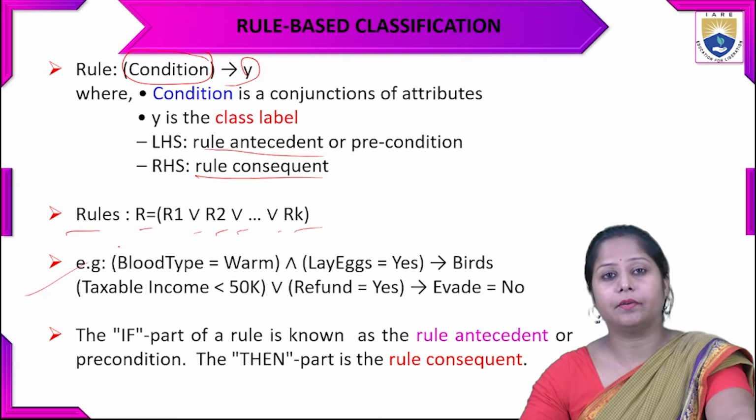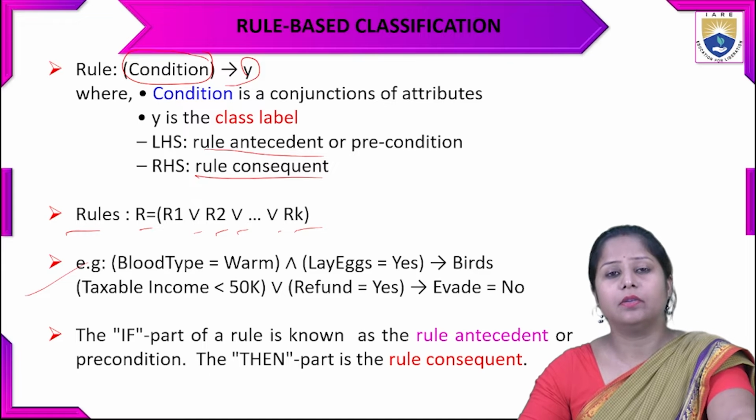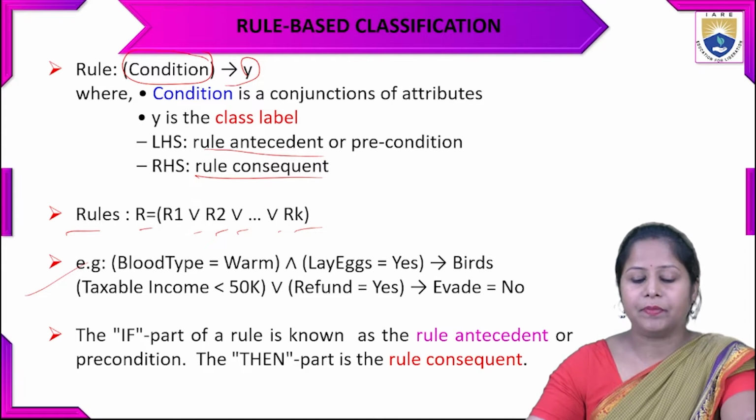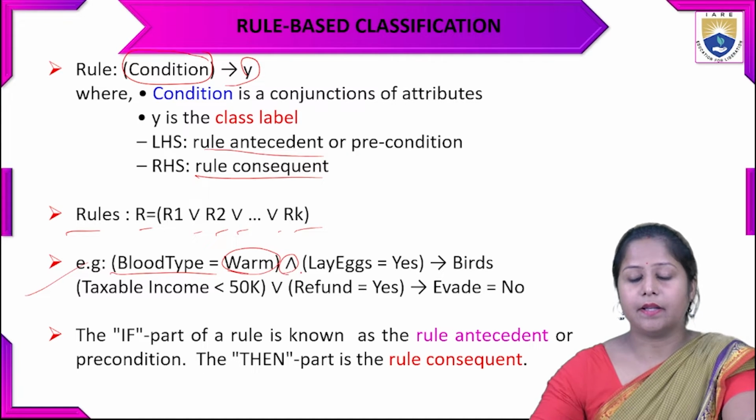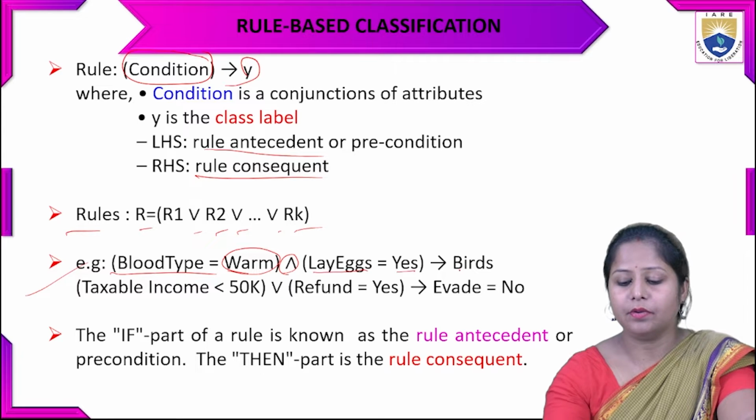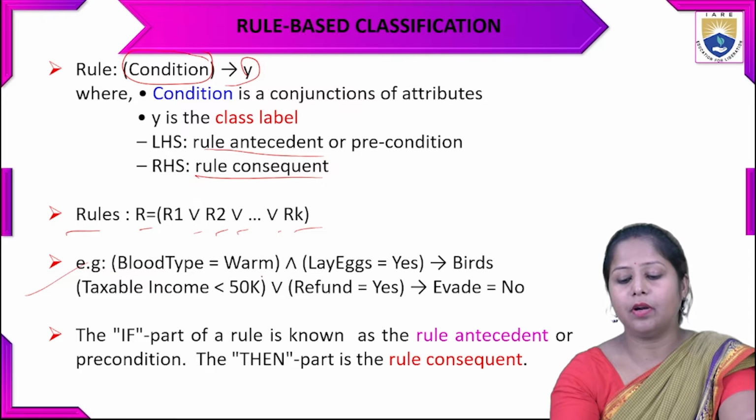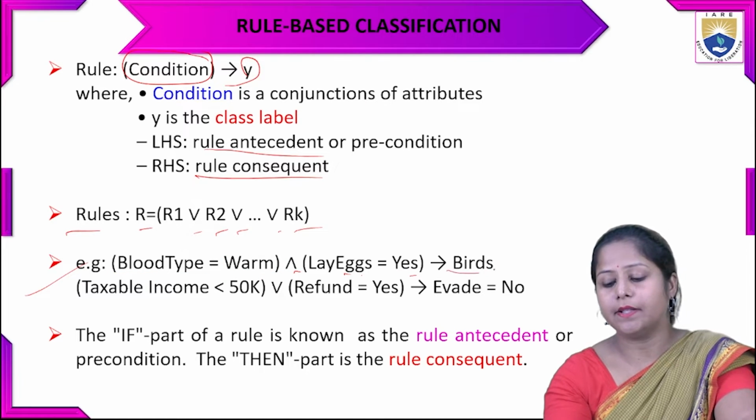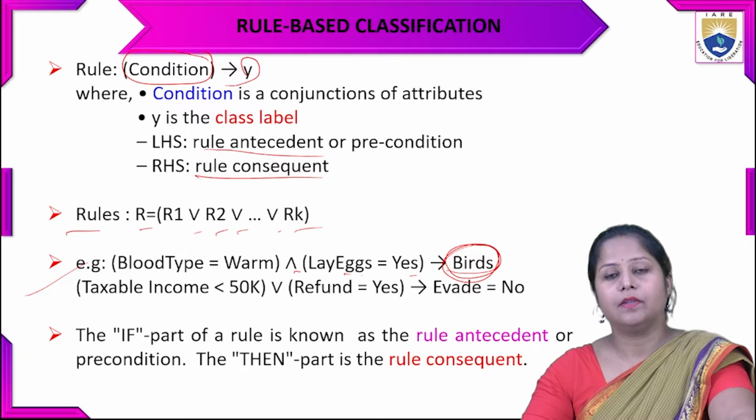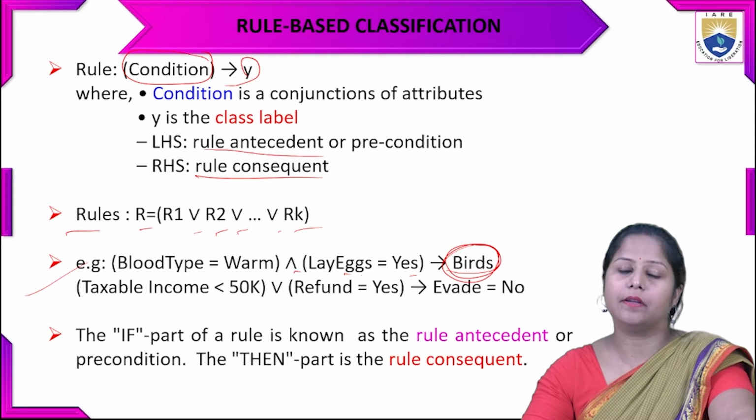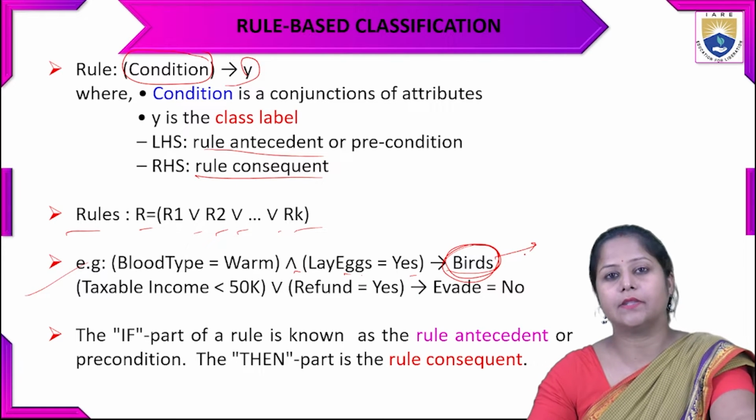For example, take one example based on birds and mammals. On the basis of that table, the rule is: blood type is equal to warm and lays eggs is equal to yes, then it is classified at the class level as bird. So the blood will be warm and the species lays eggs, so the class will be bird.